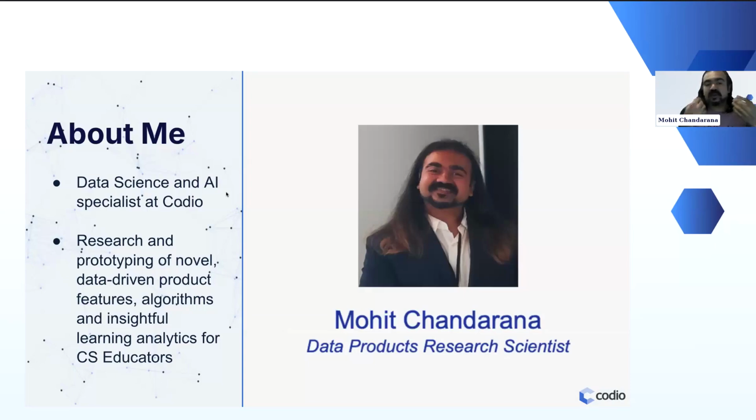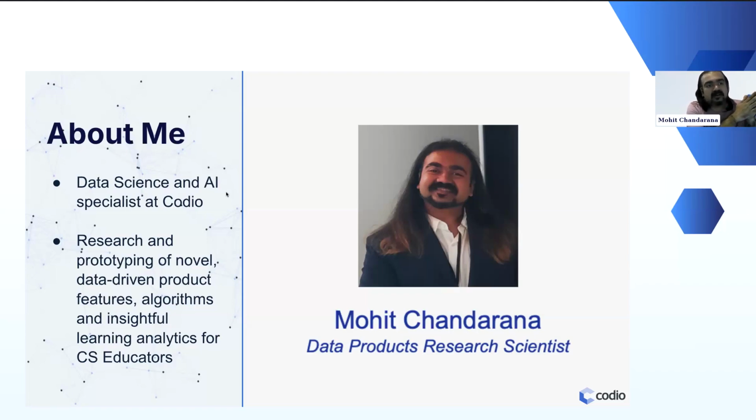Before we begin, just wanted to introduce myself. My name is Mohit Chandarana, and I am the data science and AI specialist here at Codio. The other part of my role, beyond data science and AI, is researching and prototyping any new technology or any new data-driven metric, feature, or learning analytics that our amazing CS education research community comes up with and writes papers about. I read it and see how we can take that excellent research and bring it into the product at the fingertips of instructors so that they can use it in the classroom.